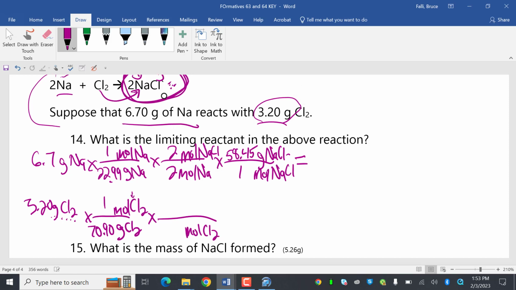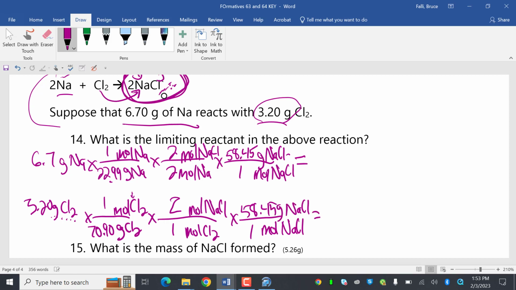I want to go into grams of NaCl, but first I have to go into moles of NaCl. Moles over moles, use coefficients: 2, 1. Moles of NaCl, but I want grams. 1 mole of NaCl is 58.45 grams of NaCl. And that's going to have me get out my calculator. I'm doing the top one first.